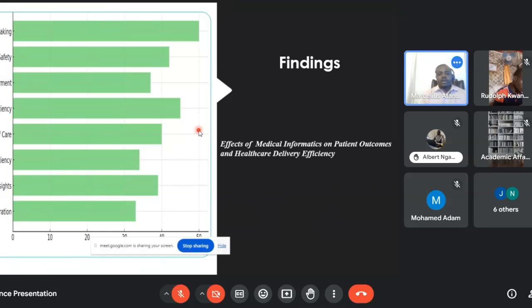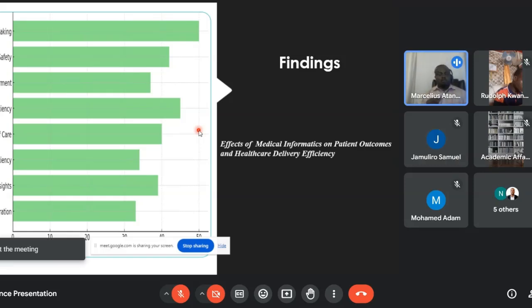Quality of care was also impacted, and data-driven insight. Data-driven insight means that you are not taking decision based on your knowledge, but you're taking decision based on a global or some technologically supported references.